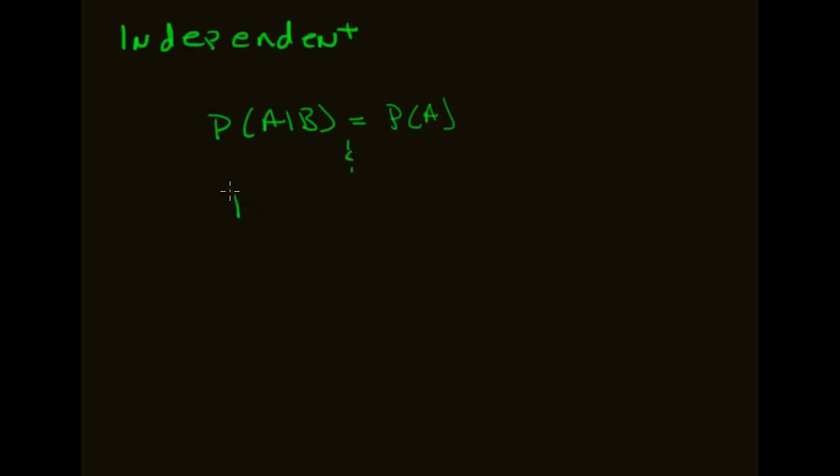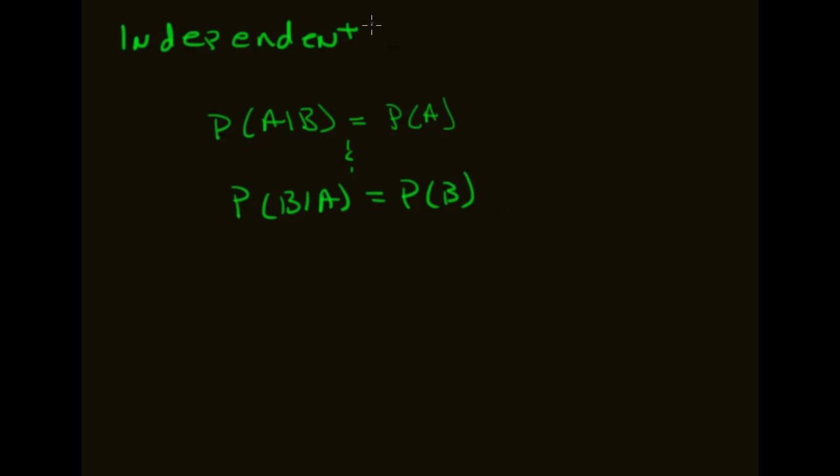Okay, so 2 events are independent if the probability of A given B is equal to the probability of A, and the probability of B given A is equal to the probability of B. So the given event has no effect on the probability. Okay? So let's think about what this means.